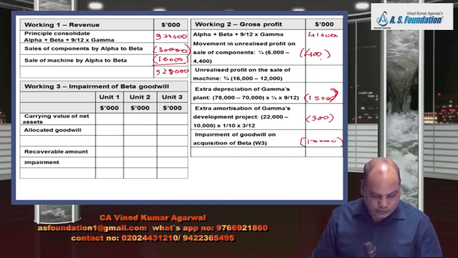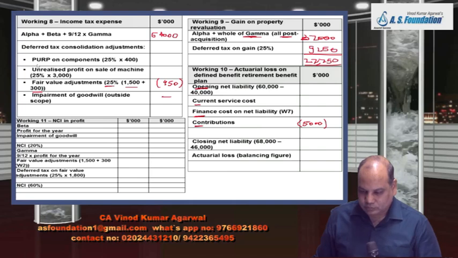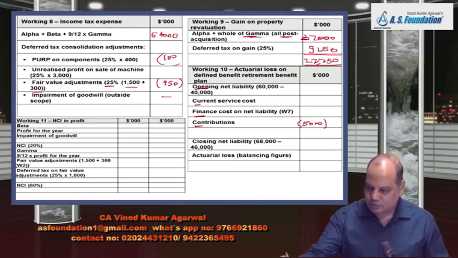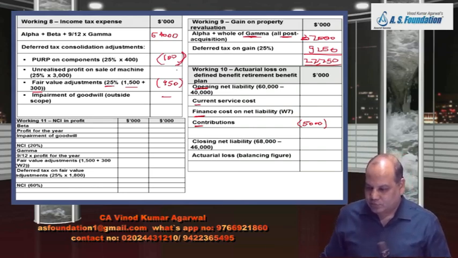Now there is a note in the last line that this will be treated as a temporary difference for computing deferred tax. So go to the deferred tax calculation. Unrealized profit on component: the parent's unrealized profit on component is the proportionate unrealized profit, 25% of 400, which is 100. Then the same thing for this also.